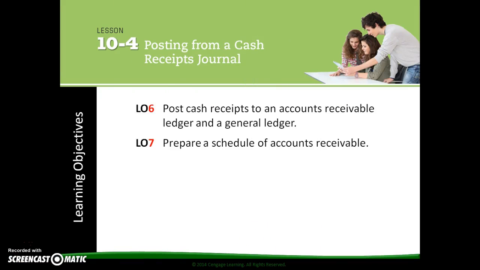Welcome back, accounting students. We are working on chapter 10 and we are all the way up to lesson 4 in chapter 10. We are looking at posting from a cash receipts journal. There are two lesson objectives in this particular lesson: posting cash receipts to an accounts receivable ledger and a general ledger, and then preparing a schedule of accounts receivable.